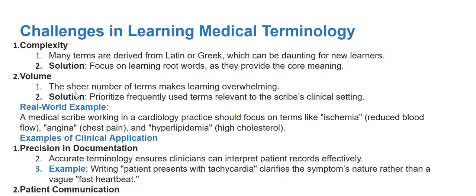Volume: the sheer number of terms makes learning overwhelming. Solution: prioritize frequently used terms relevant to the scribe's clinical setting. Real-world example: a medical scribe working in a cardiology practice should focus on terms like ischemia, reduced blood flow, angina, chest pain, and hyperlipidemia, high cholesterol.